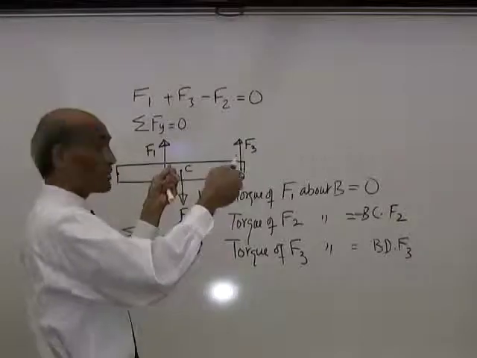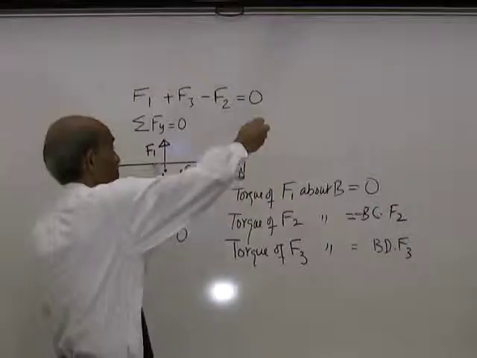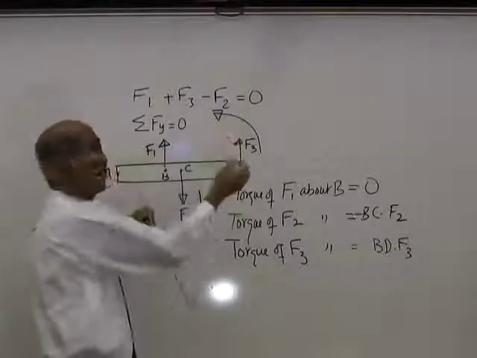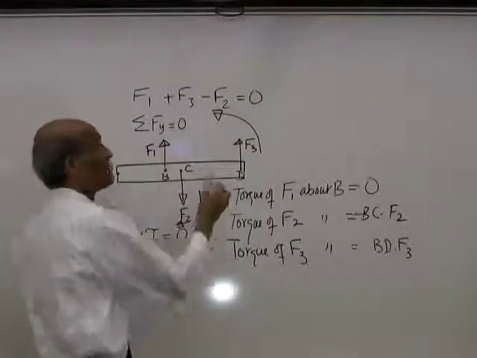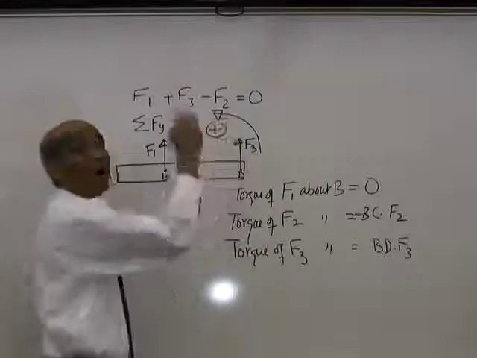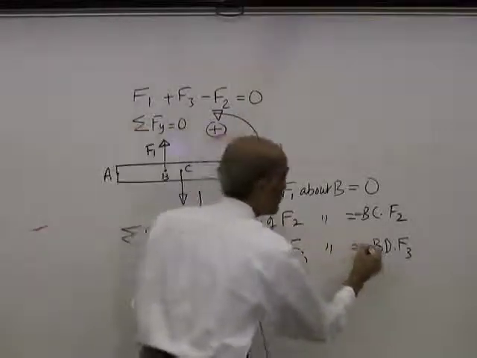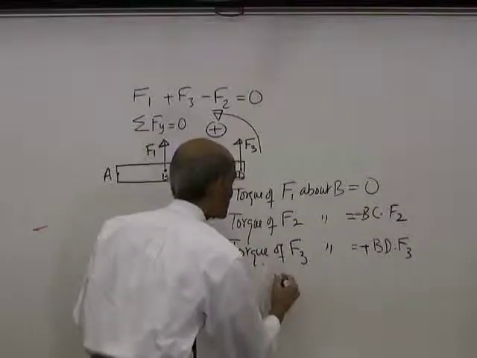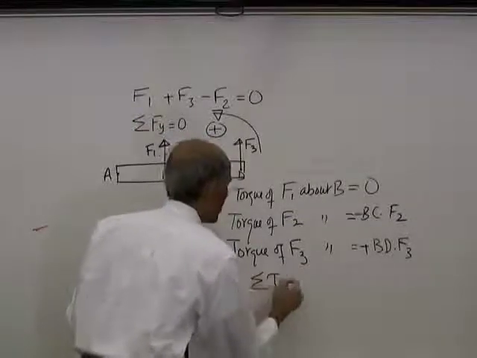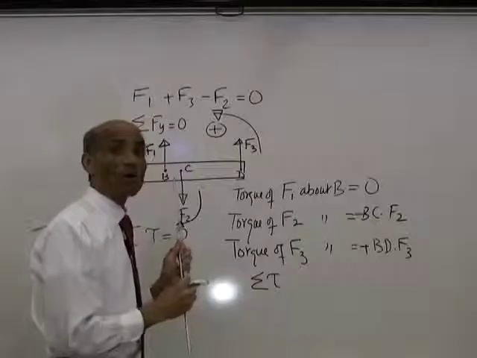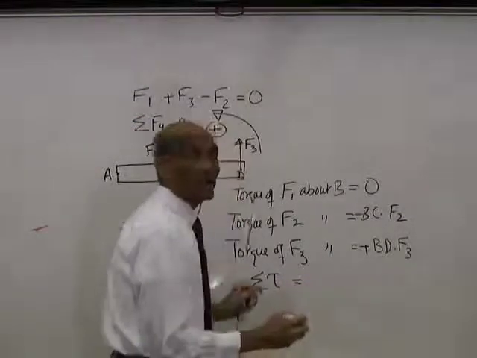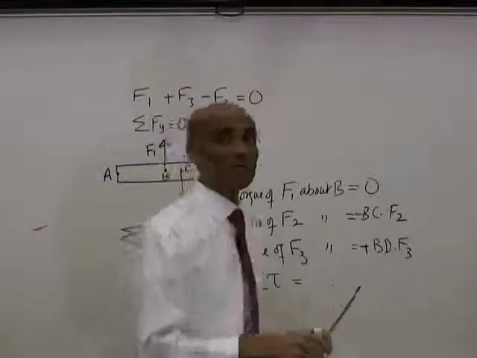This is the axis of rotation about B, and F3 produces a counterclockwise torque, which means it is a positive torque. So this is a positive quantity. If I now ask you to add the torques, sum all the torques about the point B, what would that be?